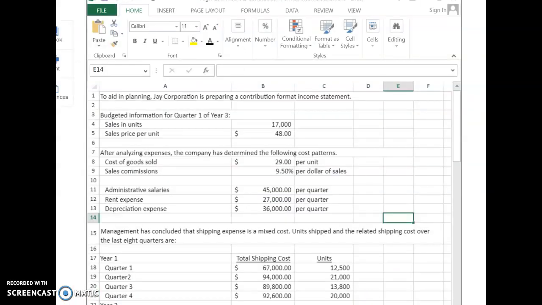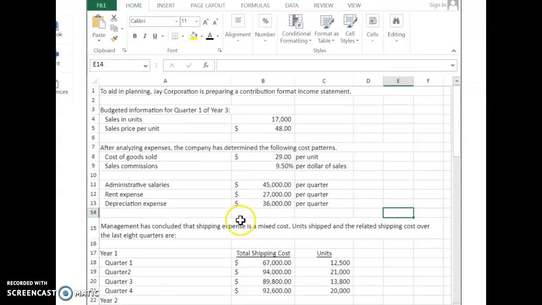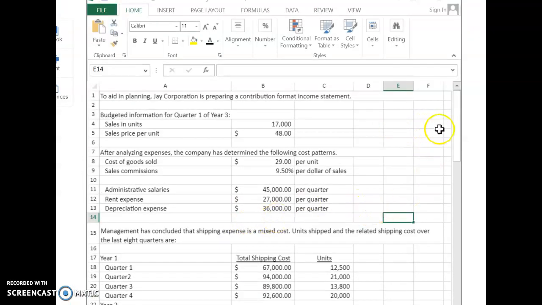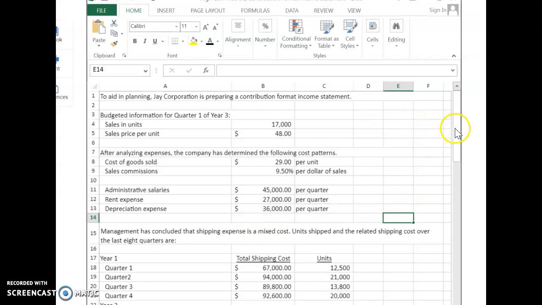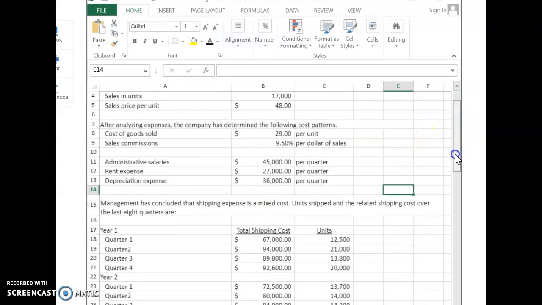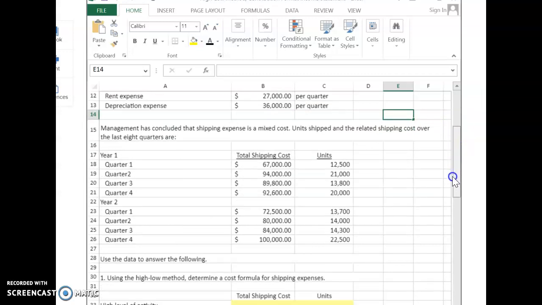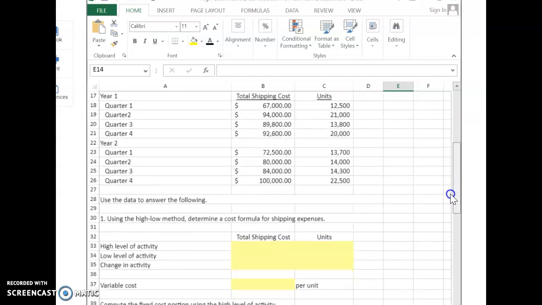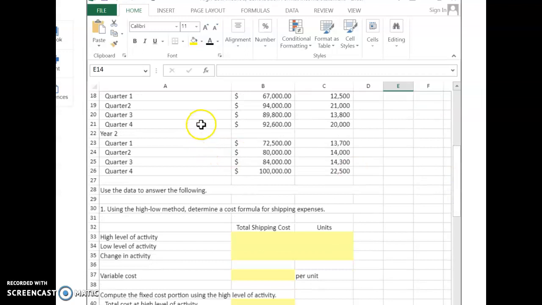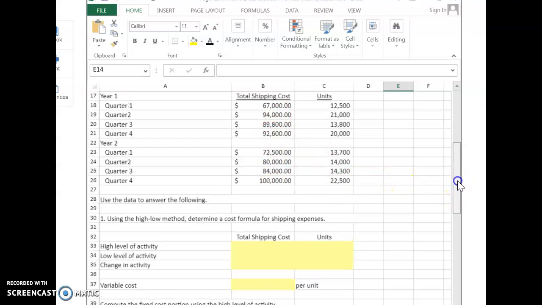And then we do have an Excel Sims problem this week. You're given the information for quarter 1 of year 3. We do have a mixed cost in here, shipping expense. You can see the shipping expense costs and the volume over the past 2 years, and you're going to use this information to do the high-low method.